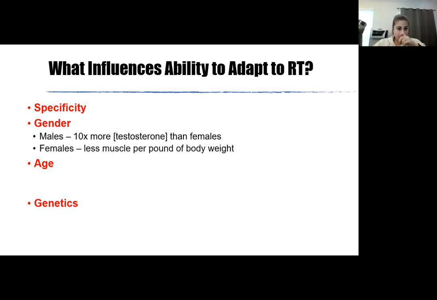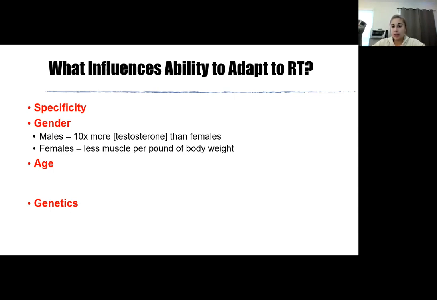Then looking at gender, females, it's harder to build muscle than males, okay? Males have a lot more testosterone than females, and females just generally have less muscle per pound of body weight as well. Does it mean women cannot build muscle? No, it's just going to be a little bit harder. And again, you're not going to get big and bulky. That is a huge myth that females are going to get big and bulky if they do resistance training. No, you don't.